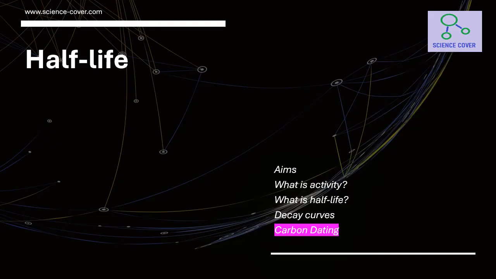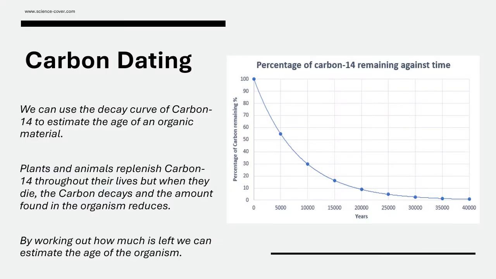Now let's look at how we can use carbon-14 to date the age of different objects. We can use the decay curve of carbon-14 to estimate the age of an organic material. Plants and animals replenish carbon-14 throughout their lives, but when they die, the carbon decays and the amount found in the organism reduces. By working out how much is left, we can estimate the age of the organism, or at least when it died.